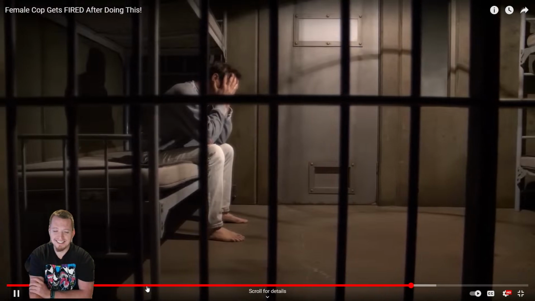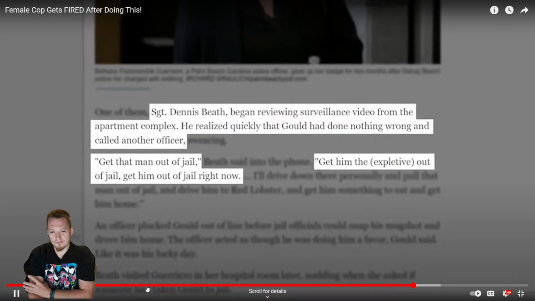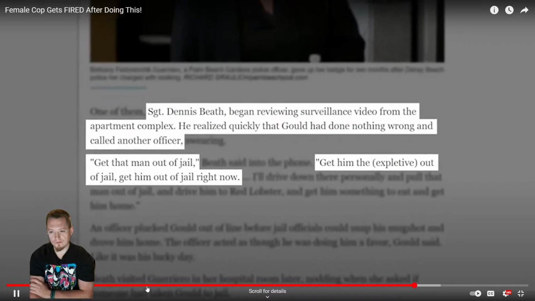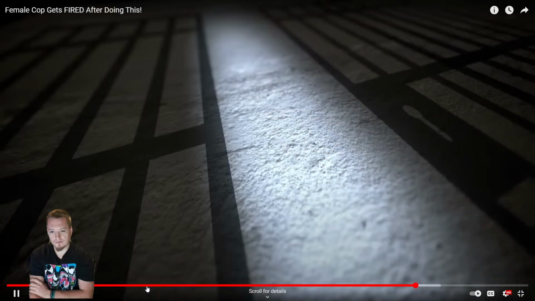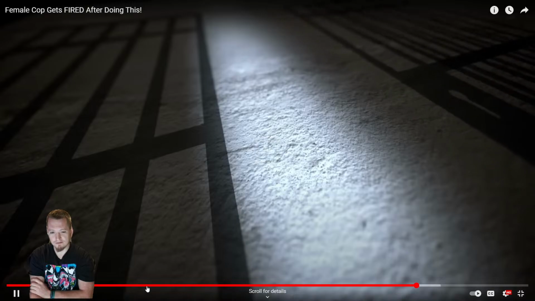But several hours later, after Sergeant Dennis Beath reviewed the surveillance footage from the apartment complex, he called another officer and ordered him to get Mr. Gold out of jail immediately. Mr. Gold was then released before he was processed, because the lawsuit is so juicy, without any criminal charges being filed against him.